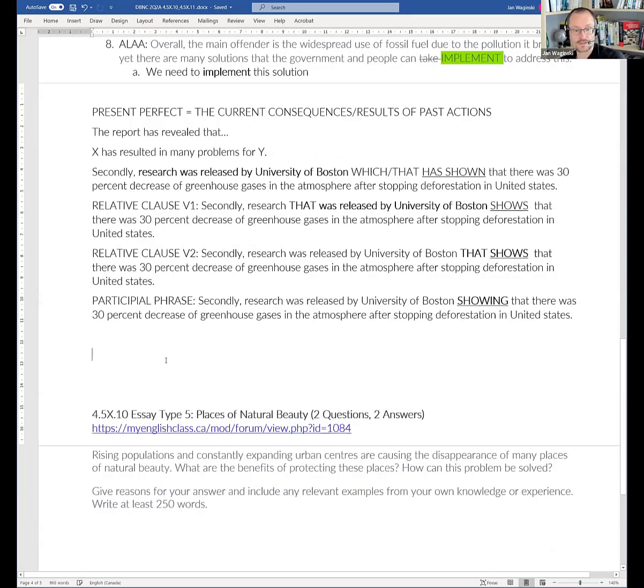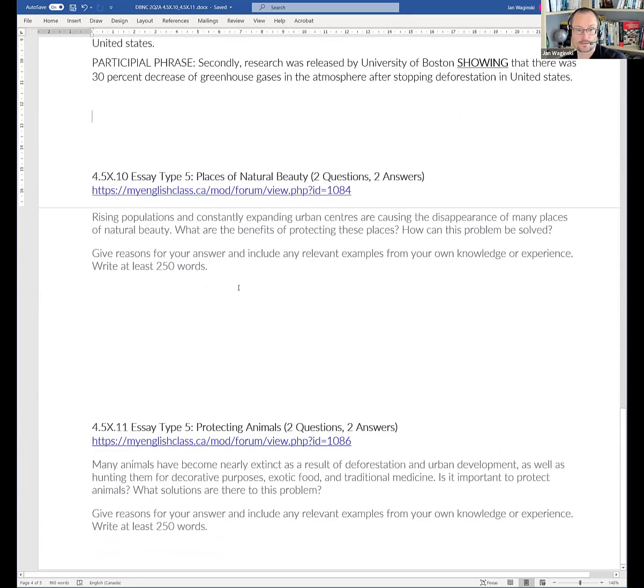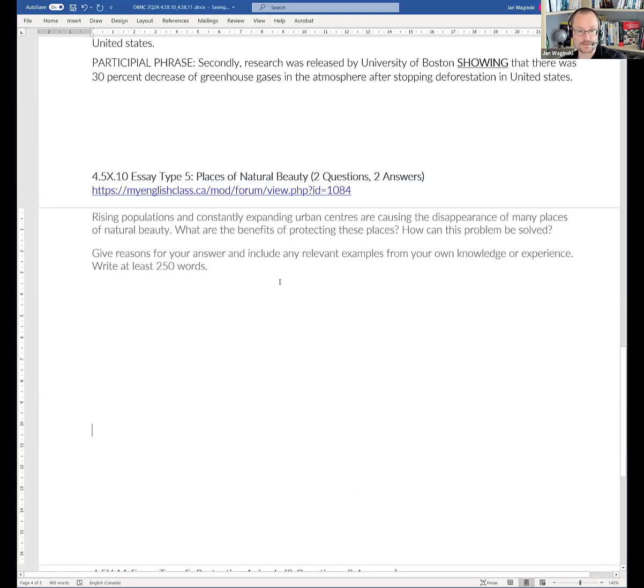For today's topic, I'm going to change things up a little bit. We talked about causes and solutions last time. So this essay is 2 questions, 2 answers, and the structure is exactly the same as causes and solutions. The question looks like this. Rising populations and constantly expanding urban centers are causing the disappearance of many places of natural beauty. What are the benefits of protecting these places? How can this problem be solved? So instead of asking about the causes of this, they've simply put in another question here. What are the benefits? The second part is the same. How can this problem be solved?